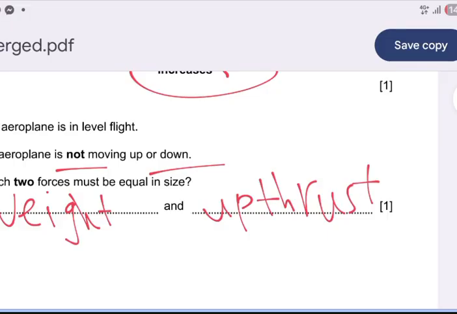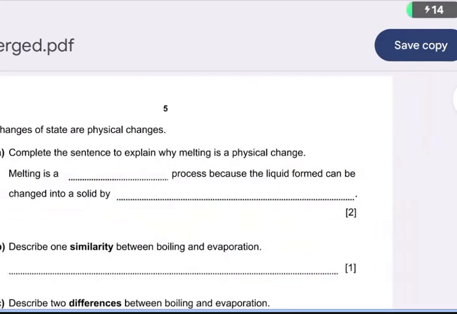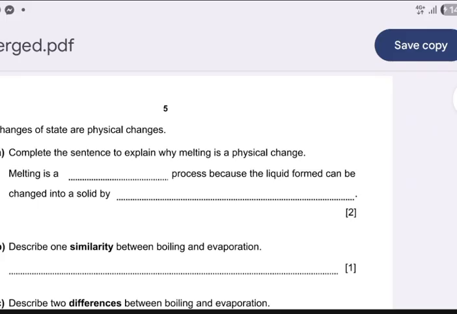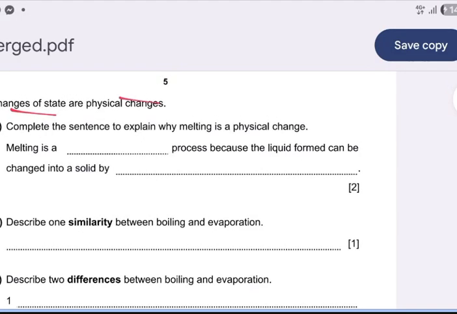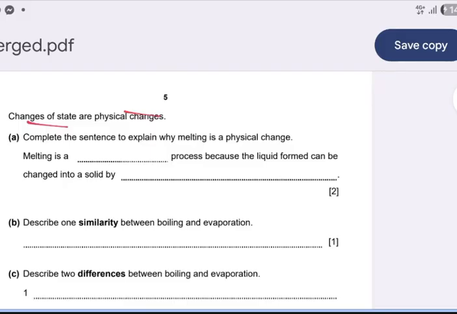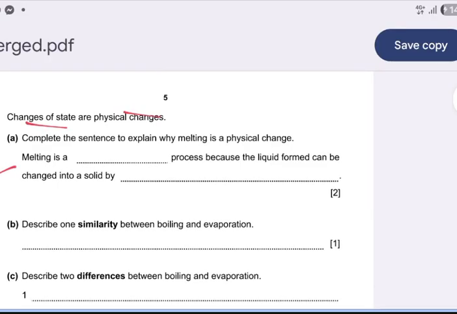So, the next question. Also, it is talking about physics, but now returning back to chemical change, physical change, reversible and irreversible. And we have missing spaces, we need to complete it. So, a change of state or physical change. Some of them are physical, it means they can change the shape only, but the structure will be the same. So, melting is what process? Because the liquid formed can be changed into a solid by what? So melting is a physical or chemical change?